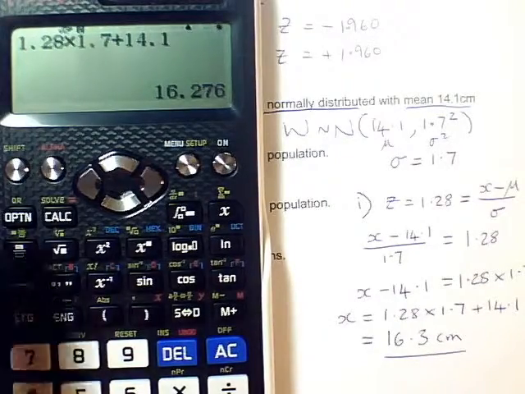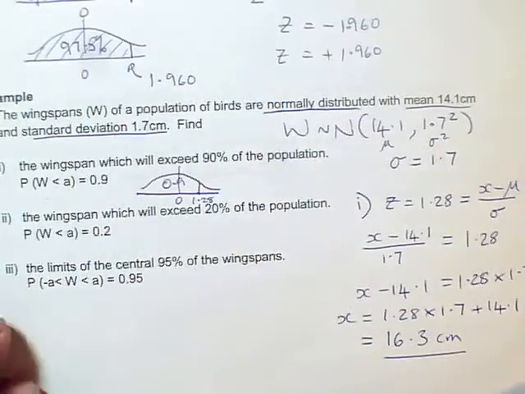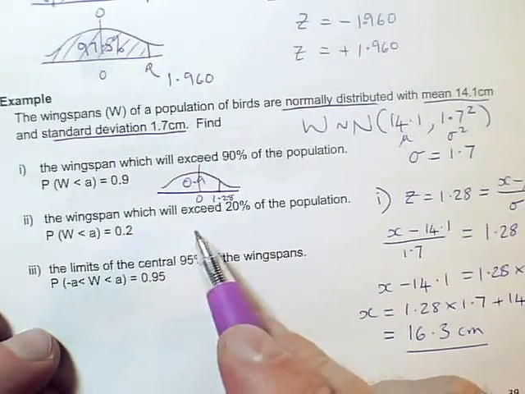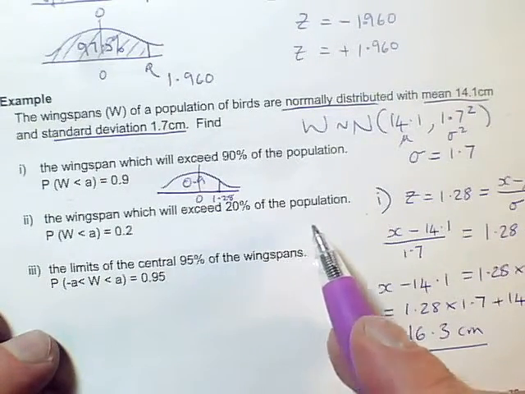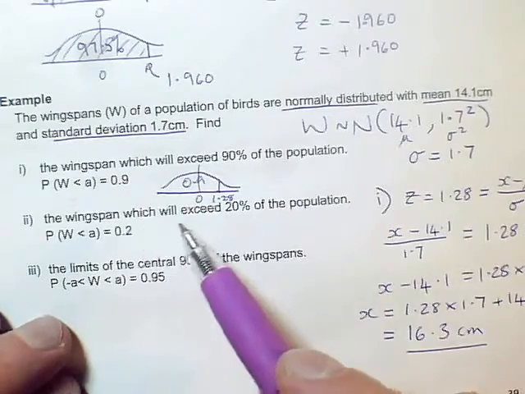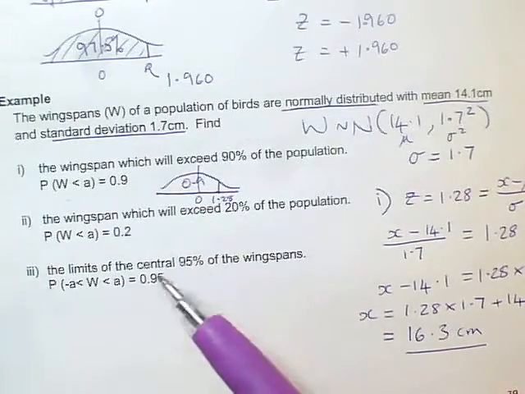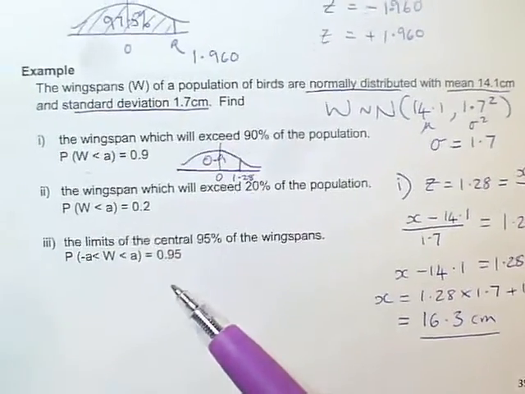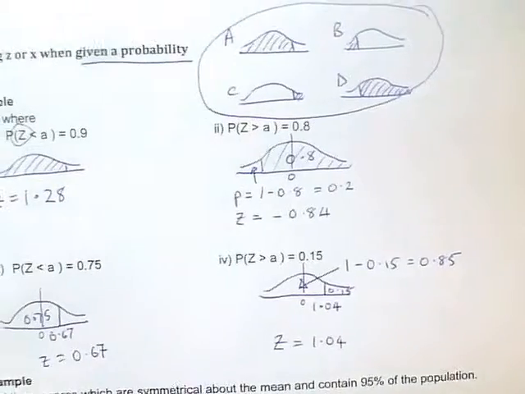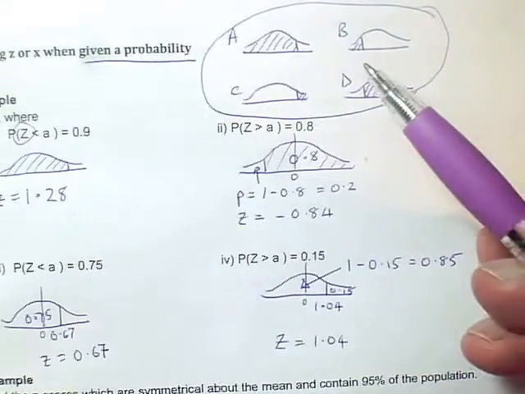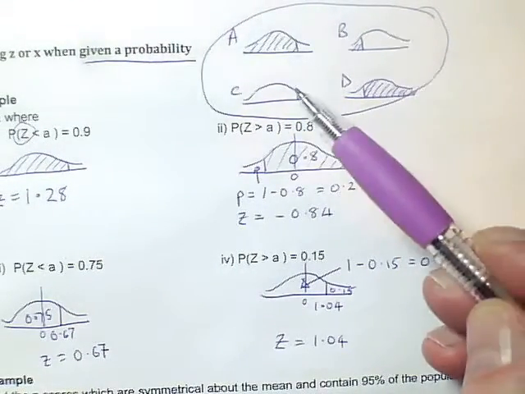Okay, so we've got a couple more to do. We want the wingspan which will exceed 20% of the population. So again, the wingspan is the big measurement and the population values have to be less than that. But this time the probability is just 0.2. So I look at my 4 pictures. Okay, this time I want a probability of 0.2, which is less than a half. So it's going to be picture B or picture C.